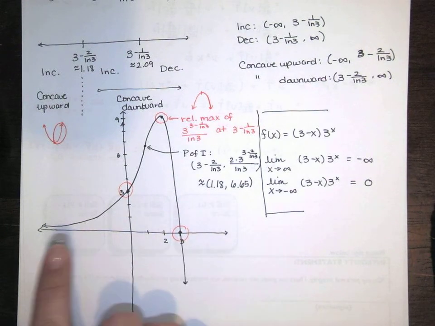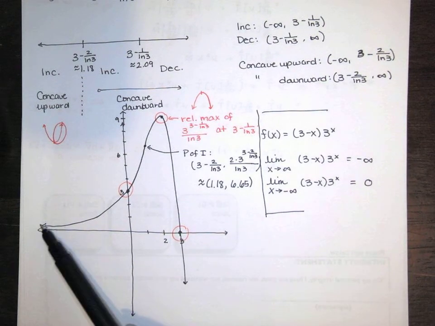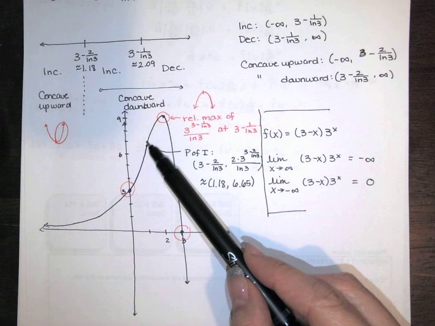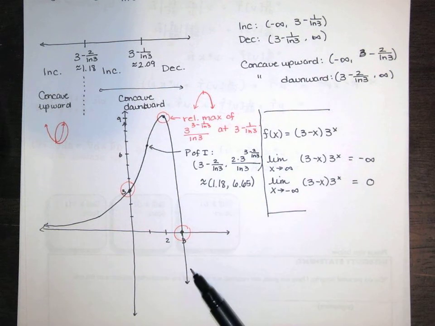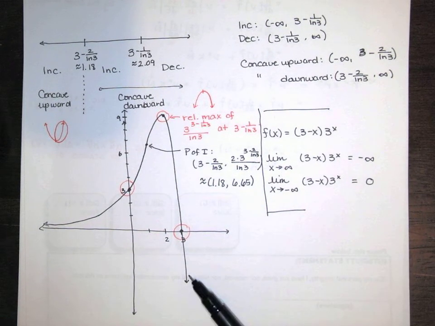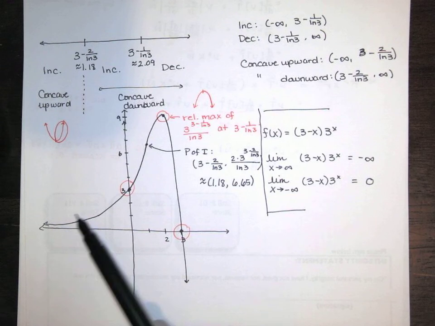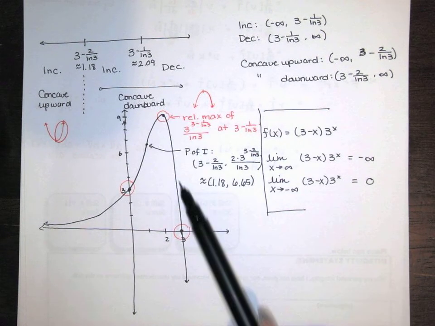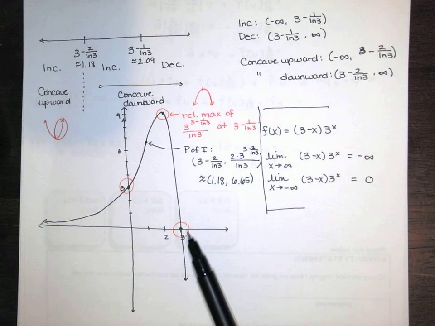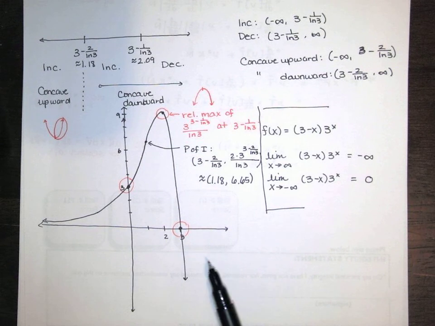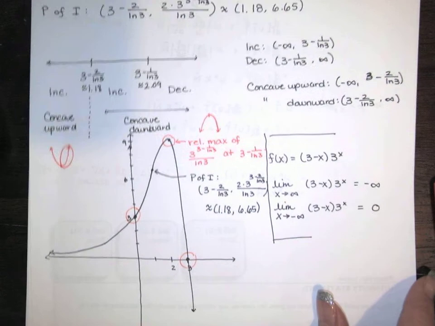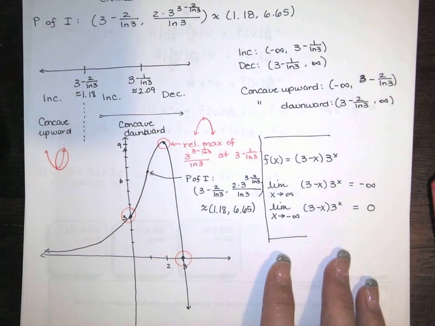Now I'm not 100% sure about all the details, but I know it's concave upward until we get to here, and I know it's concave downward on this interval from here to here, and I know it's increasing until we get to here, and then it's decreasing here, and I know it crosses there, and I know the end behavior is this and this. And that's pretty good. It's a pretty decent graph, given that we didn't have technology graphing it for us.